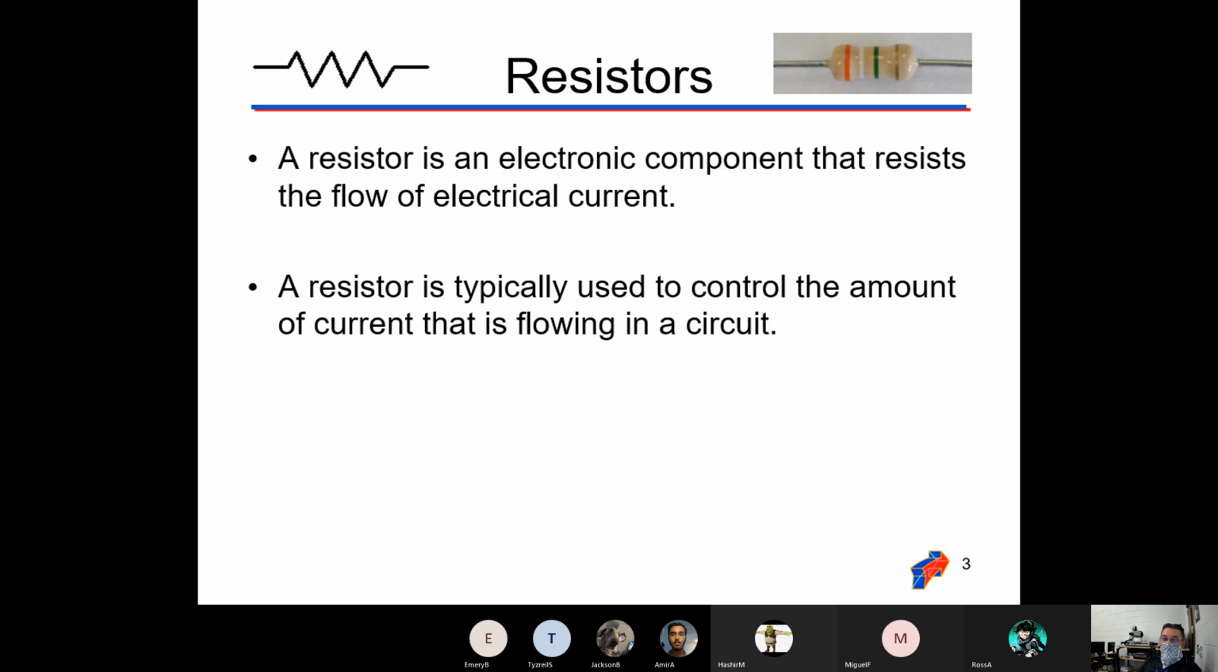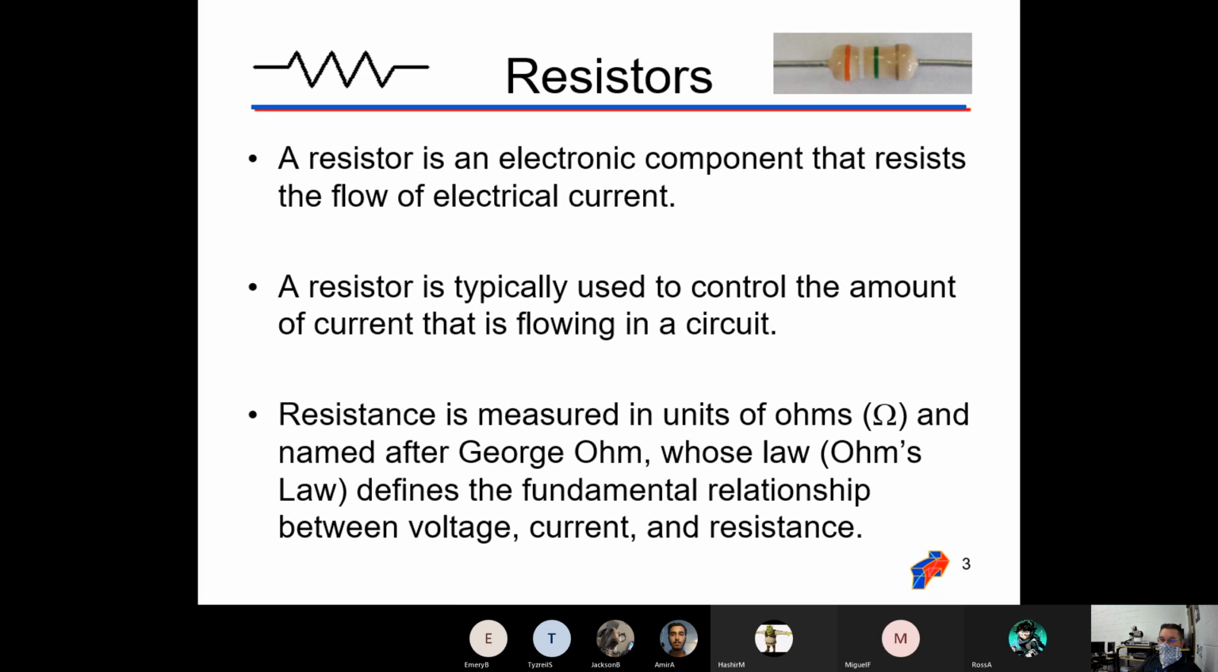It's typically used to control the current. So you want to make sure that you have that in your notes at some point, but we've talked about that a few times. So make sure that you understand a resistor controls the current. It's measured in ohms, named after George Ohm. And we talked about what Ohm's law is. So this is all recap. We already kind of know what that means.